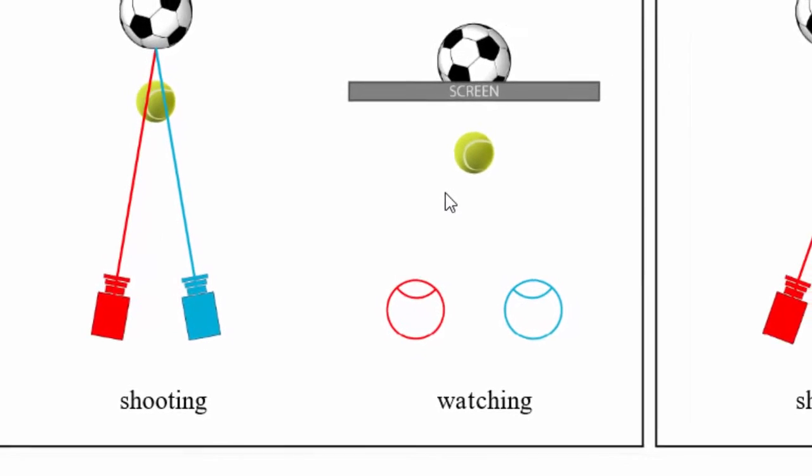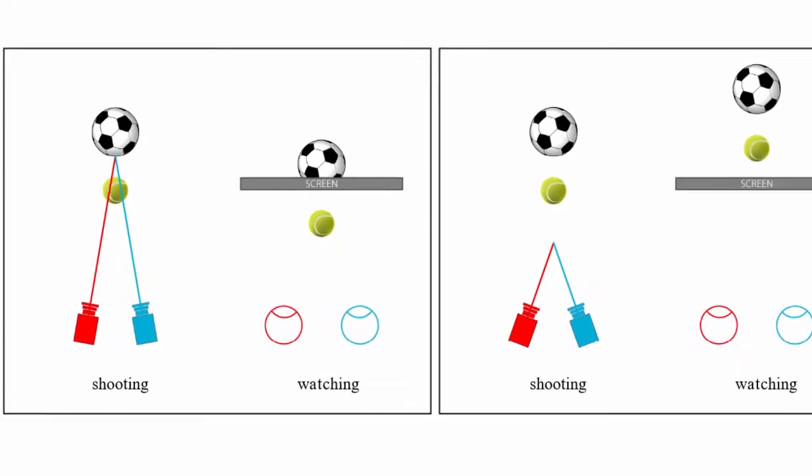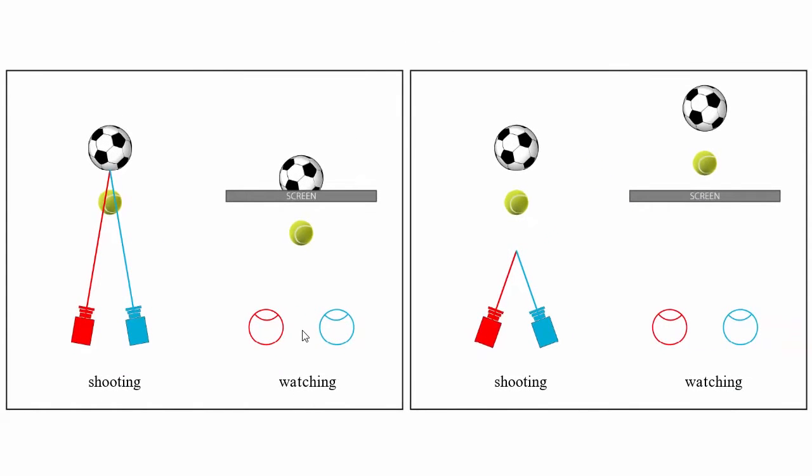The eyes are spaced apart by about 6.5 cm. This is the reason that they see the same area from a slightly different perspective and from a different angle.